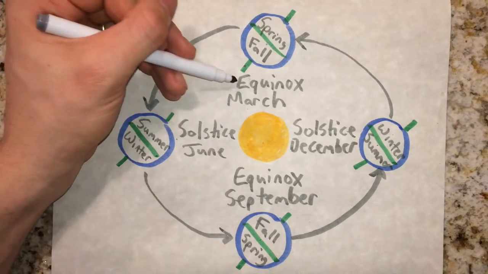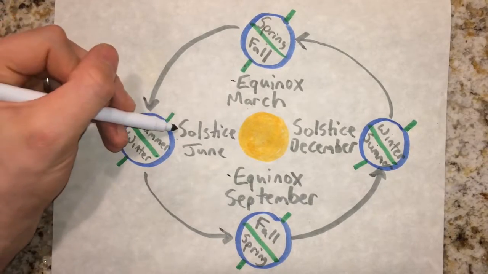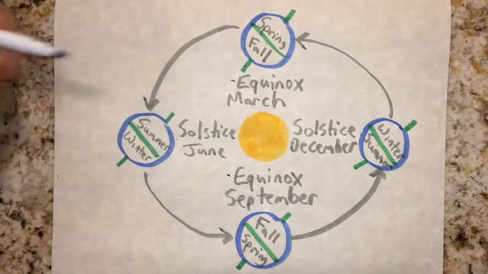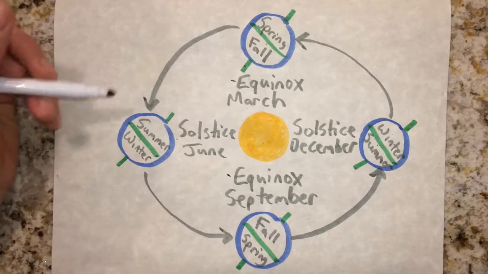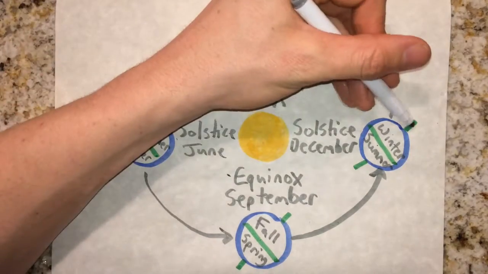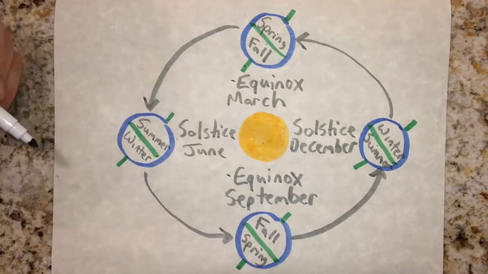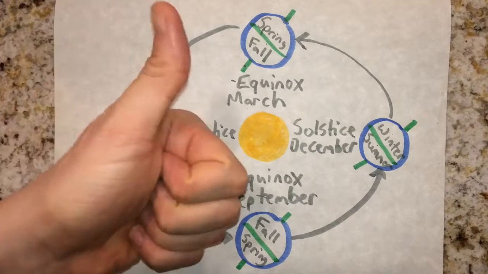A couple things to point out here. Notice the equinoxes are always in opposite positions in the Earth's revolution. The same is true for solstice. Another thing to point out, the Earth's axis is tilted in the exact same position as the Earth revolves around the sun. That's it. I hope that made sense, and I hope that helped.